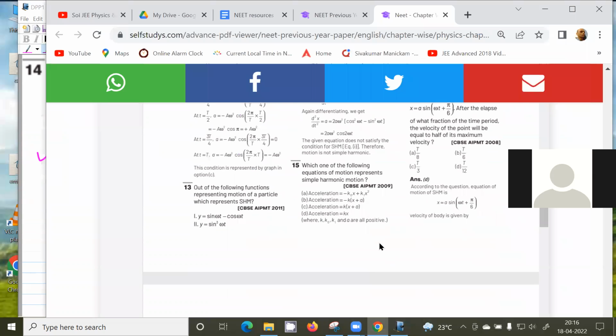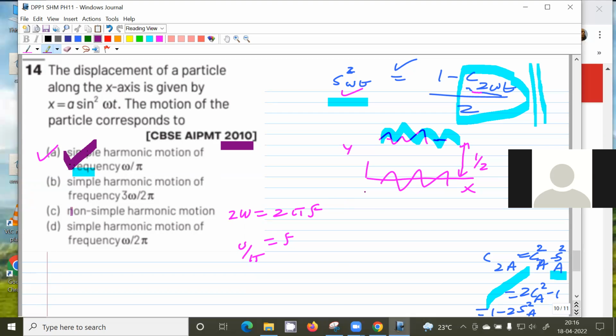But if this same question is asked in NEET, then what should I choose? This is CBSE 2010. I would say it's an SHM only. Someone will raise a complaint after the exam, no? So they will give correct marks for both. They might. But this is the correct answer.